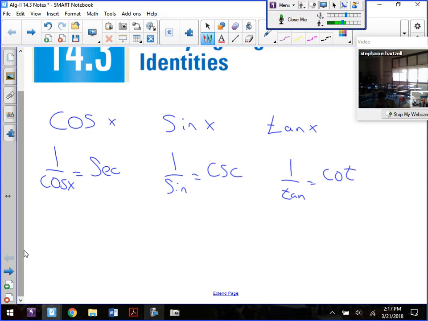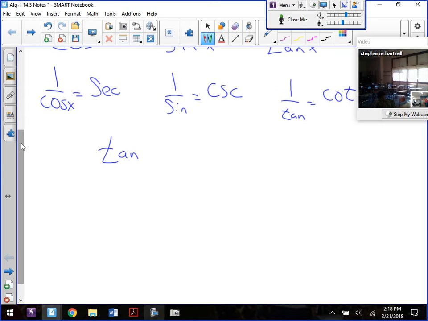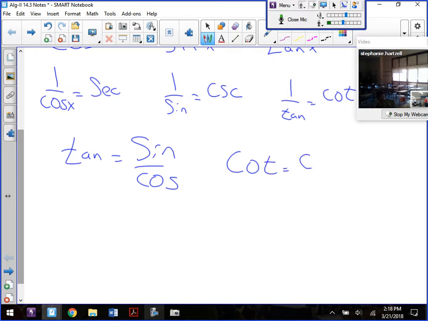Now, we also know that tangent is equal to what over what? Tangent is y over x, but what is your y value in trig? Sine. So tangent is the same thing as sine over cosine. Which means cotangent is what over what? Cosine over sine. Those were basically things that we all knew. We knew that tangent's y over x, and cotangent is x over y. We know that their x value is cosine, your y value is sine.